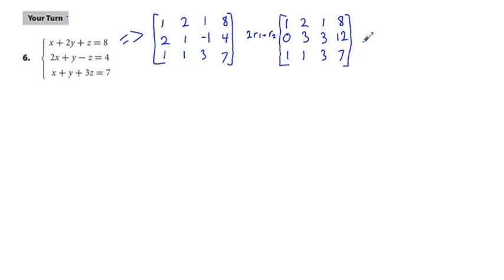As we go from one matrix to the next, we're only going to be changing one row at a time. The next one, we're going to take this third number in the column, this 1, and make it 0. To do that, we're going to take row 1 minus row 3. Rows 1 and 2 will stay the same, so I'm just going to rewrite 1, 2, 1, 8, and 0, 3, 3, 12. Then we have row 1 minus row 3, which is going to be 0. Then we have 2 minus 1, or 1. Then 1 minus 3, or negative 2. And then 8 minus 7, or 1.